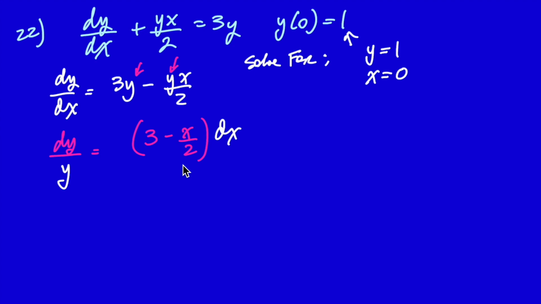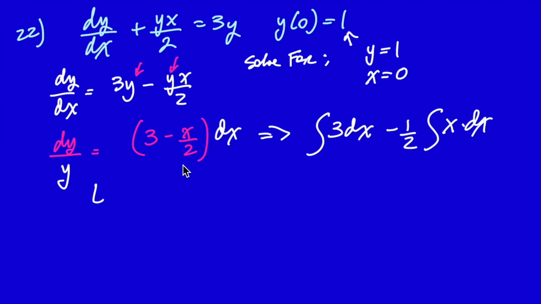Okay, so it looks like I have the variables separated. We can go ahead and distribute and have two integrals here. We can have the integral of 3 dx, pull out a 1/2 integral of x dx on the right side. Over here we have straightforward ln absolute value of y.